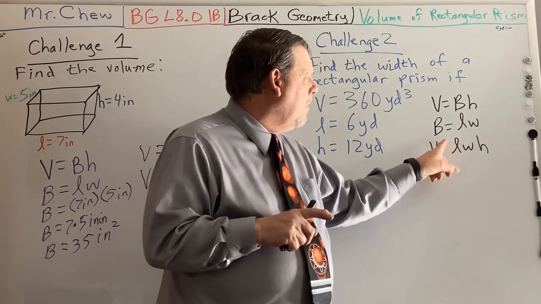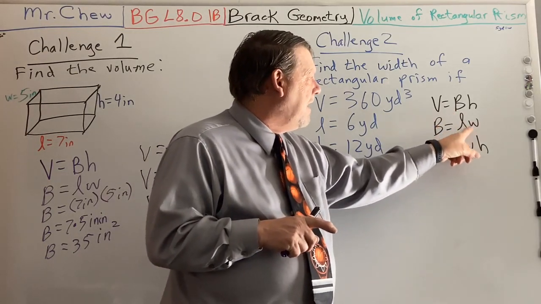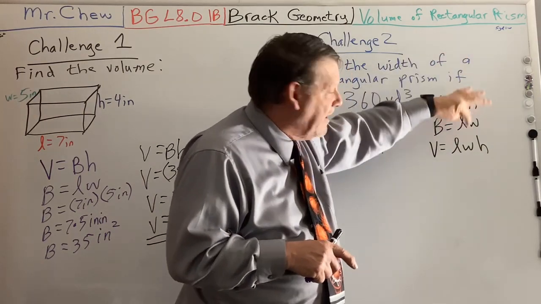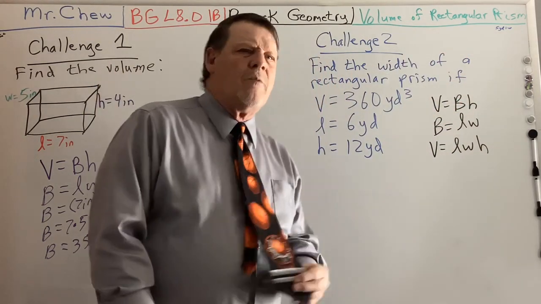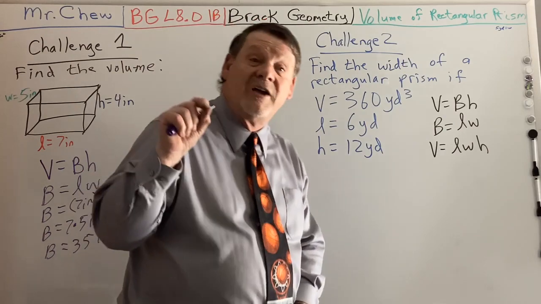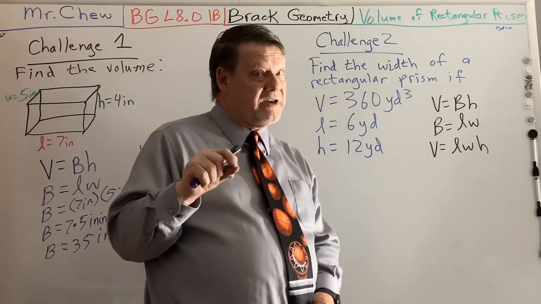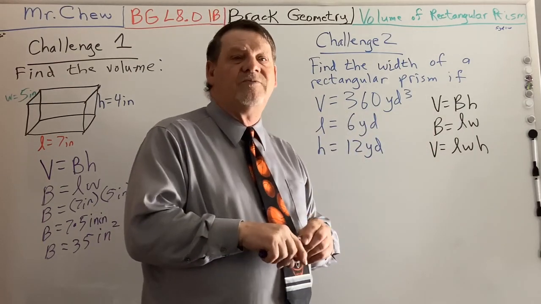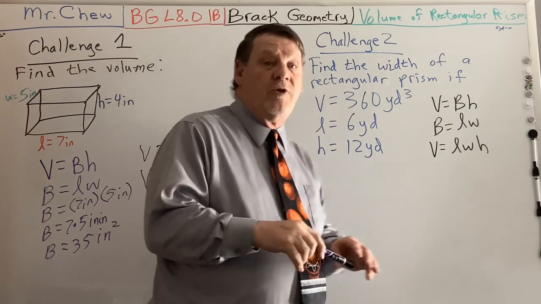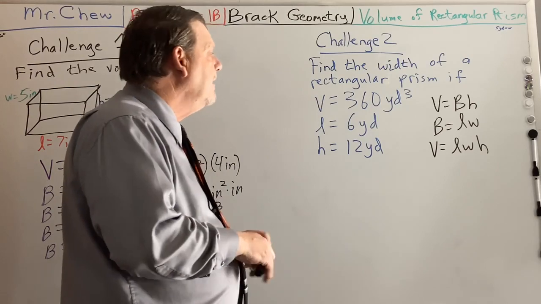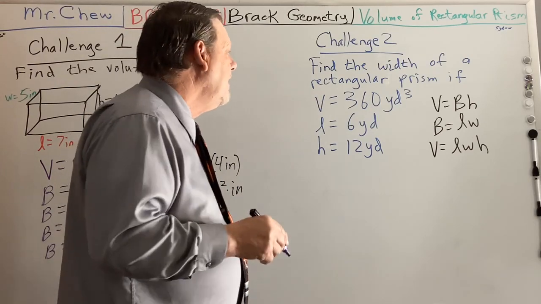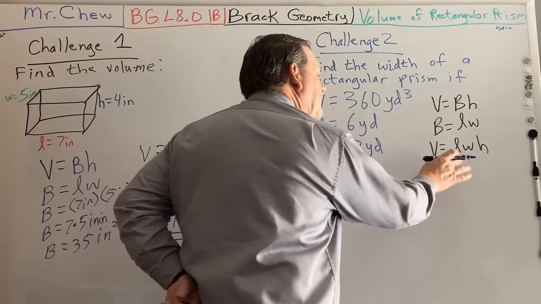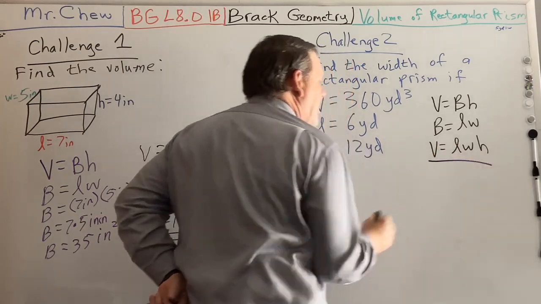Since I know that the base area is length times width, I can put length times width right here. Now, some students will say, well, why didn't we do that from the beginning? Because other shapes that aren't rectangular prisms are more complex, and you can always use this volume formula for every polyhedron.